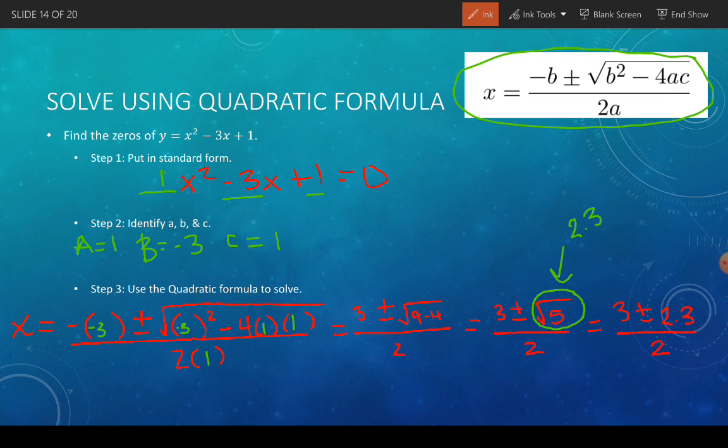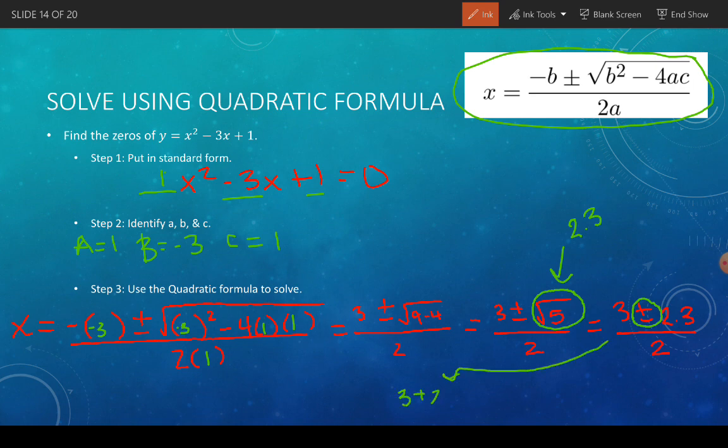Okay. So now we have to create our two equations that we need. Well, where are our two equations going to come from? What we need to do is honor this plus or minus symbol. So from this equation here, we're going to set up two equations.